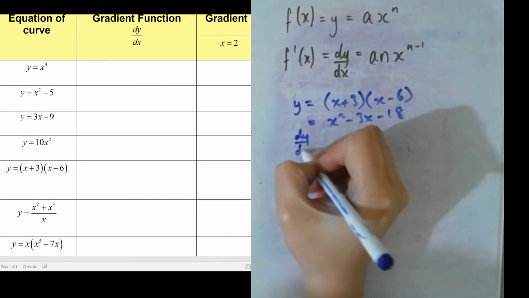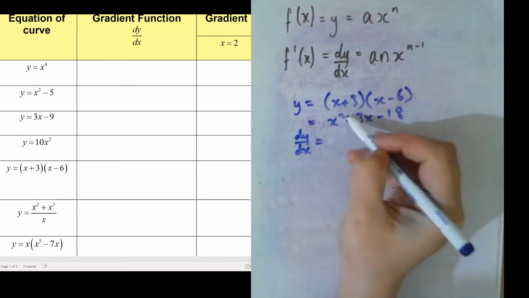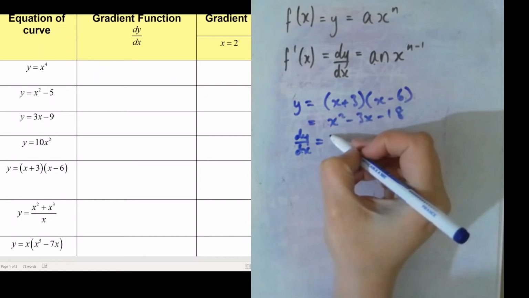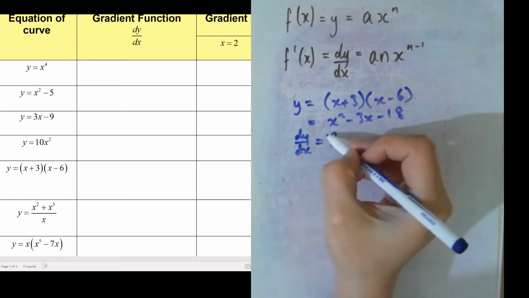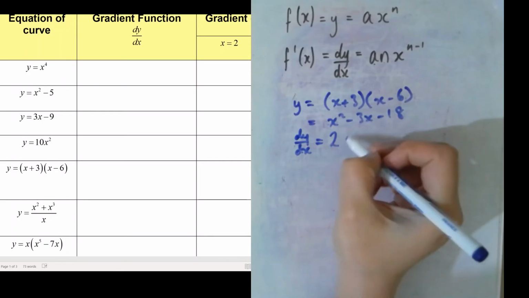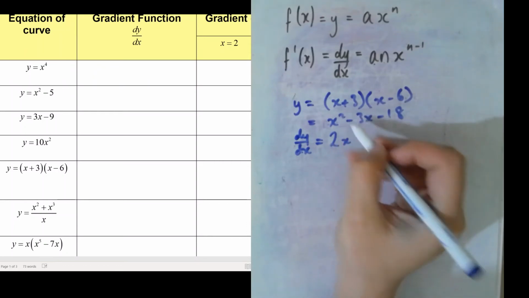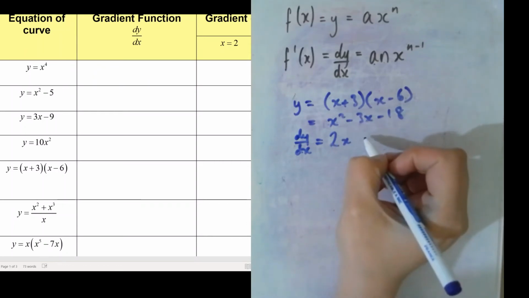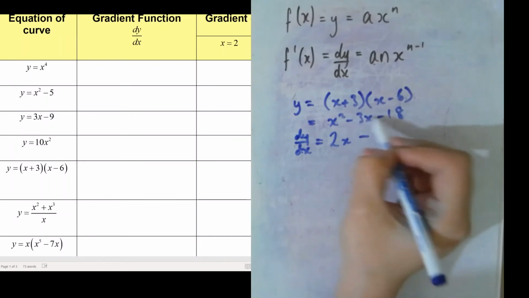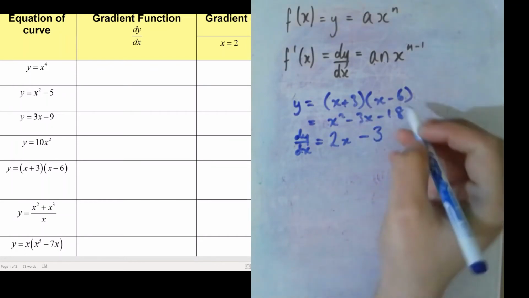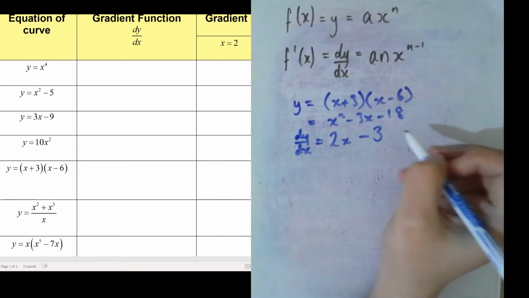Okay, so dy/dx. You should be used to this by now. You're just dropping down that 2. So a equals 1, 2 comes down, 1 times 2 is 2. x to the power of 1, because x squared will then become x. This one will just become 3, and then obviously a constant is 0.